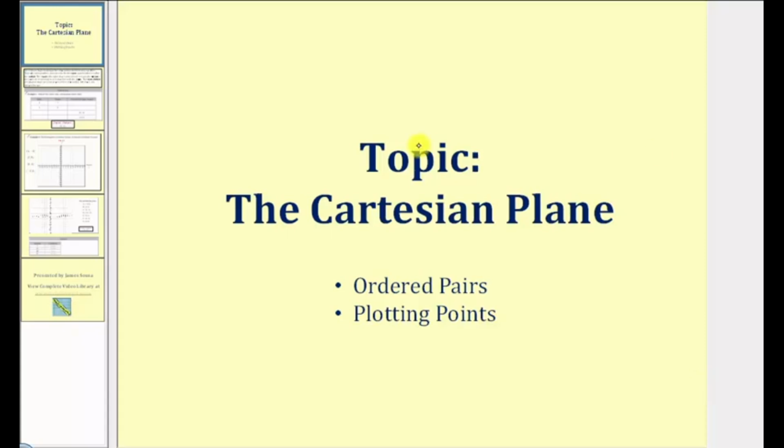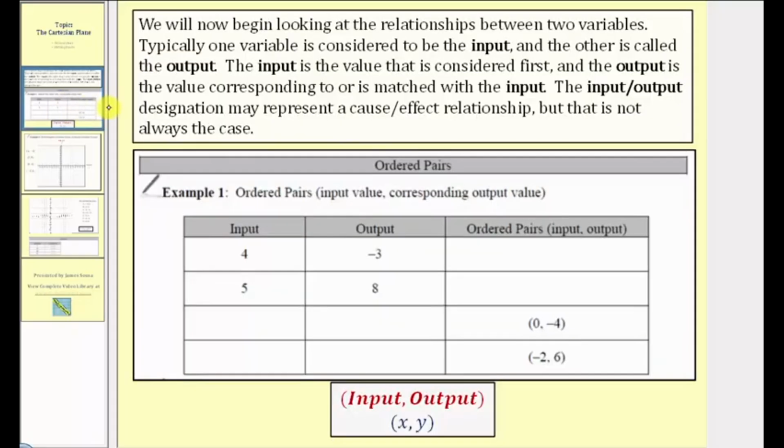Welcome to a lesson on the Cartesian plane. In this lesson, we'll be discussing ordered pairs and plotting points. We now begin looking at the relationships between two variables. Typically, one variable is considered to be the input, and the other is called the output.